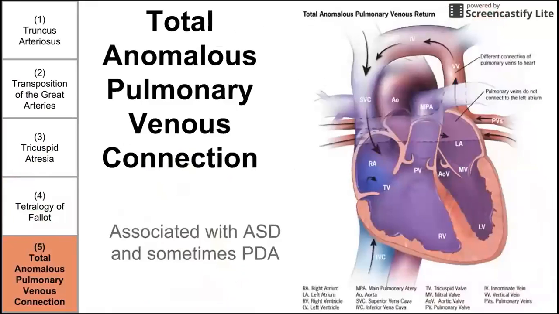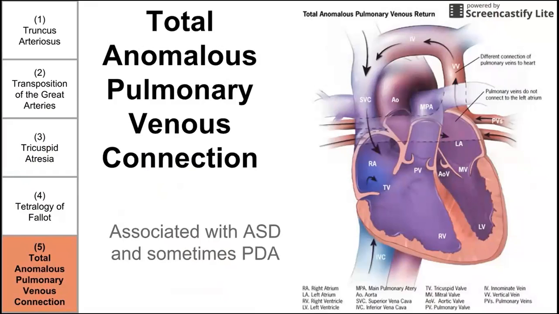And lastly, 5 letters in total anomalous pulmonary venous connection. Total anomalous pulmonary venous connection. 5 words, 5 letters in the abbreviation. This is an interesting disorder because both veins, both large veins, the pulmonary vein and the superior and inferior vena cavas, both dump into the right atria. So we have mixing of blood right there, right before it gets into the heart in the right atria.